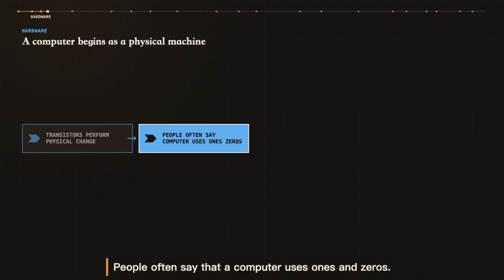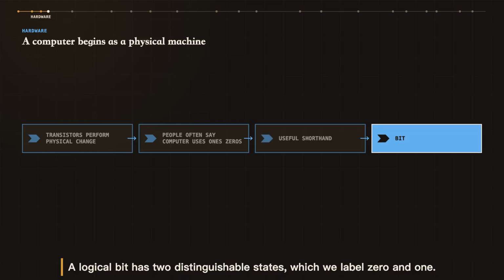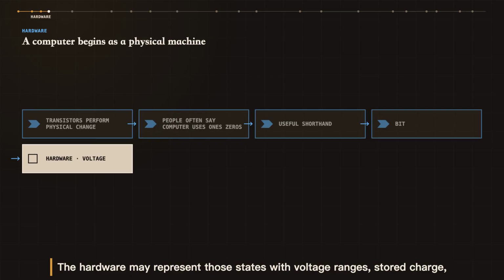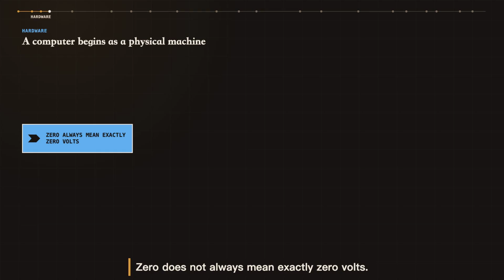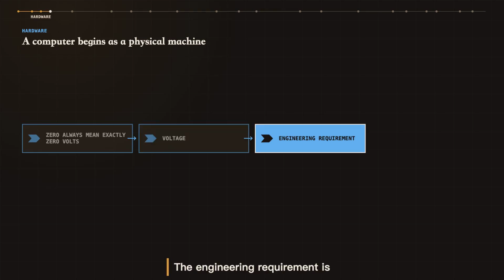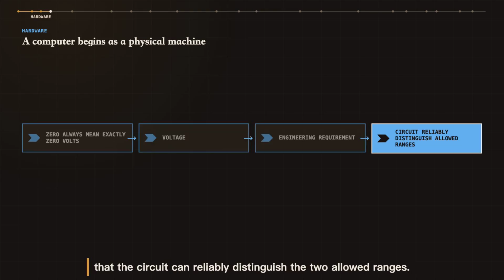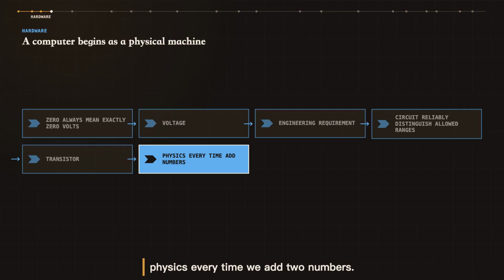People often say that a computer uses ones and zeros. That is useful, but it is shorthand. A logical bit has two distinguishable states, which we label 0 and 1. The hardware may represent those states with voltage ranges, stored charge, magnetic state, or another physical property. 0 does not always mean exactly 0 volts. 1 does not mean 1 universal voltage. The engineering requirement is that the circuit can reliably distinguish the two allowed ranges. The labels 0 and 1 let us reason about the states without calculating transistor physics every time we add two numbers.